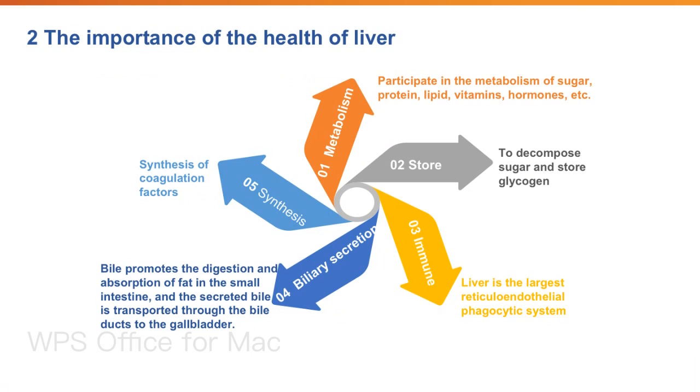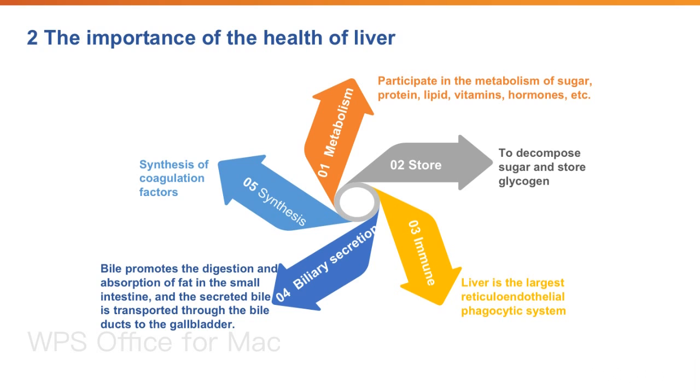We know that the health of liver is very important, and its meaning depends on the function of liver. So first, the liver participates in the metabolism of sugar, protein, fat, vitamins, hormones. It has important function of metabolism. The second is that the liver breaks down sugar, stores glycogen, has the function of storing nutrients.